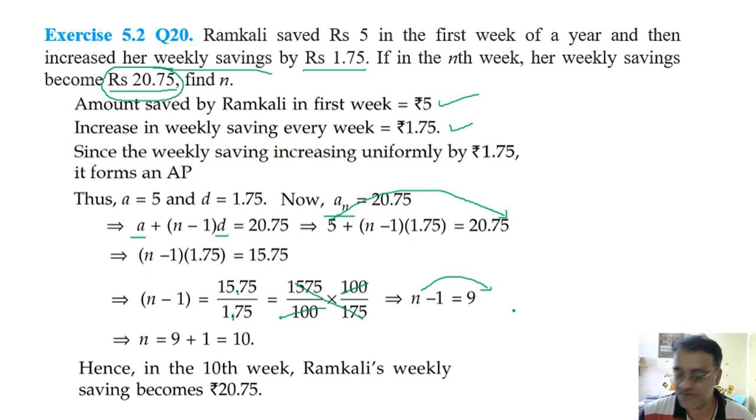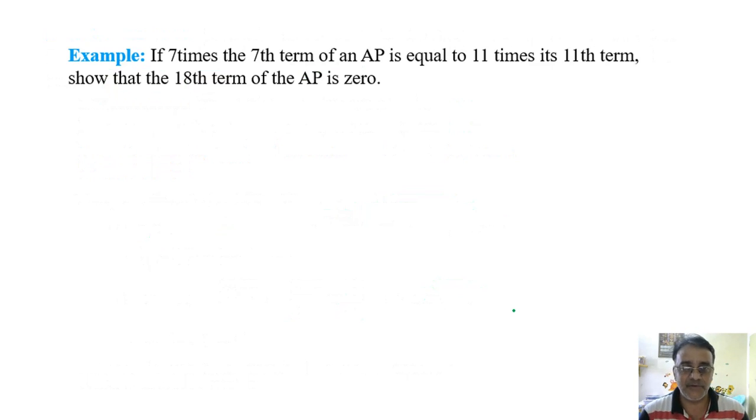Any doubt in this question? No, sir. Okay. Now we are going to move towards some more additional type of question. Say this is a very important question. If 7 times the 7th term of an AP is equal to 11 times its 11th term, show that 18th term of the AP is 0.